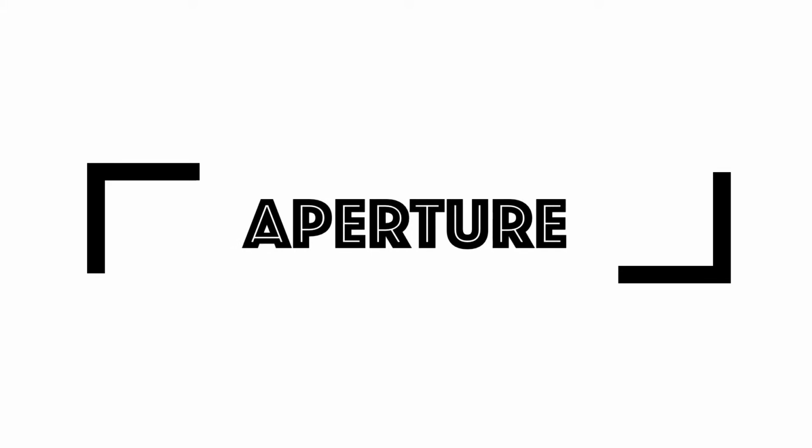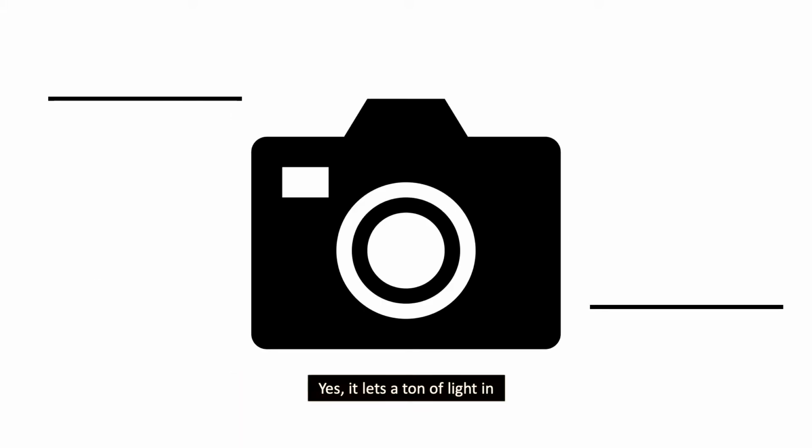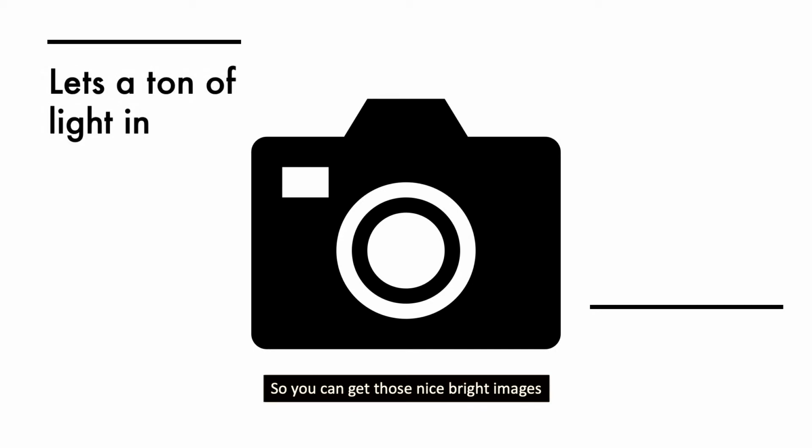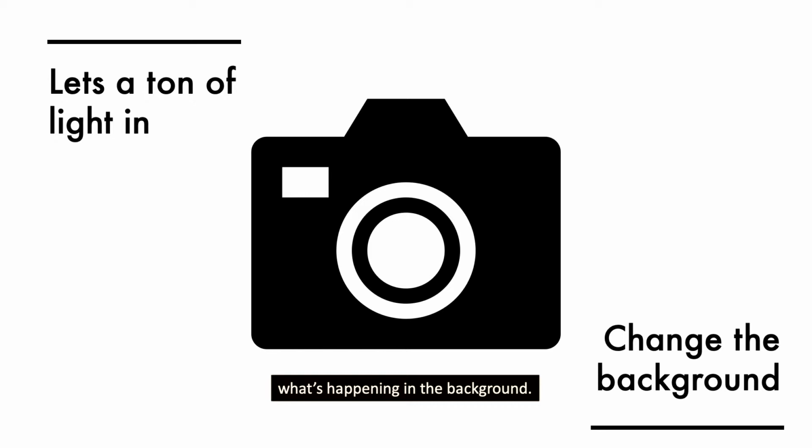Next, aperture. Aperture kind of has two uses in photography. Yes, it lets a ton of light in so you can get those nice bright images and have fast shutter speeds. But it's also gonna change what's happening in the background.